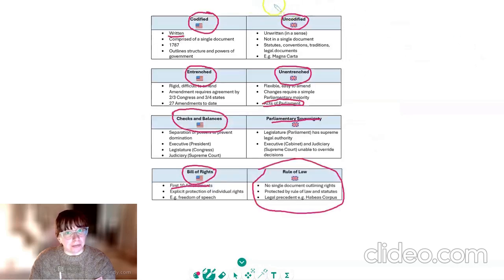I will just mention as well, this list is by no means exhaustive. There's tens and tens more differences between the constitutions that are worth having a look at. These are just the ones that are the most striking, basically.